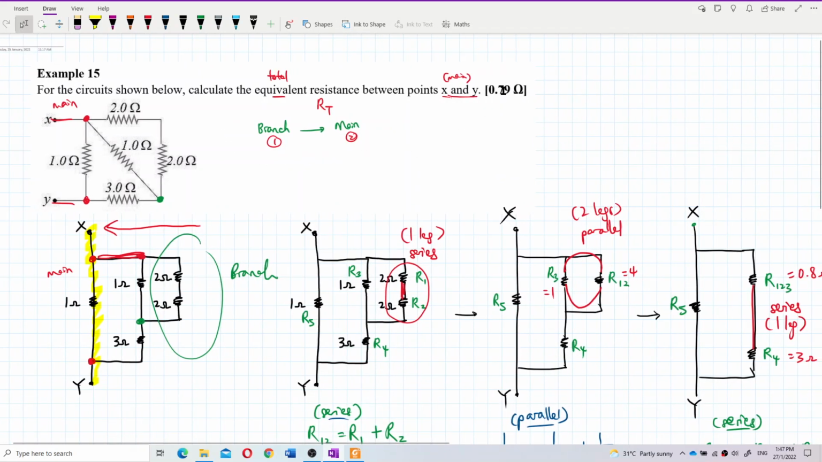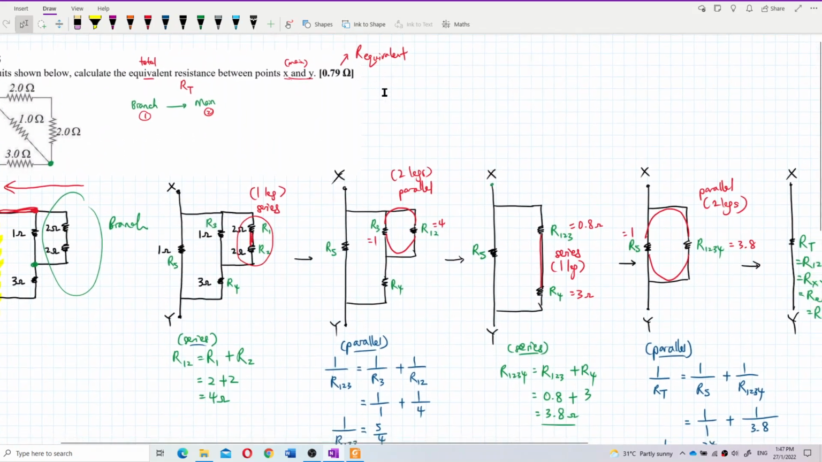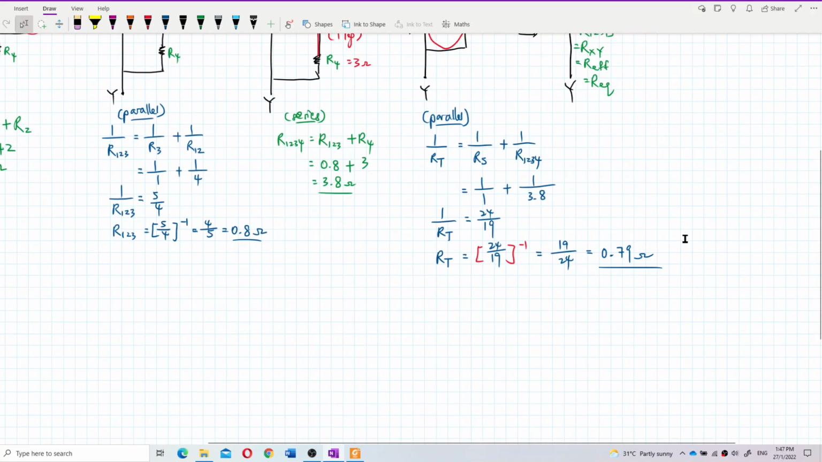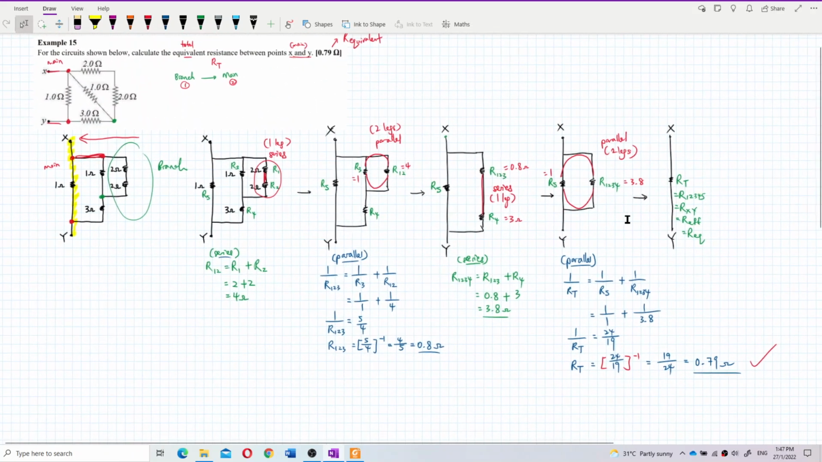That means 0.79 ohm is the one resistor to substitute all the combination of resistors here. It is what we call the equivalent resistor. I mean one resistor to represent all the resistors. So 0.79 is the total equivalent resistor. So that's the way I do this series and parallel question.